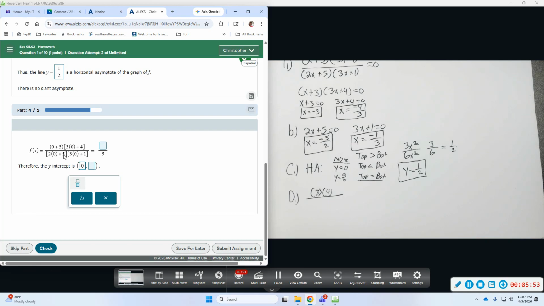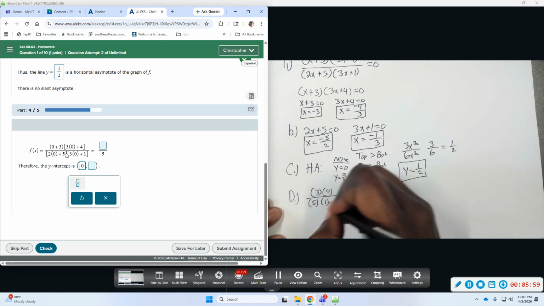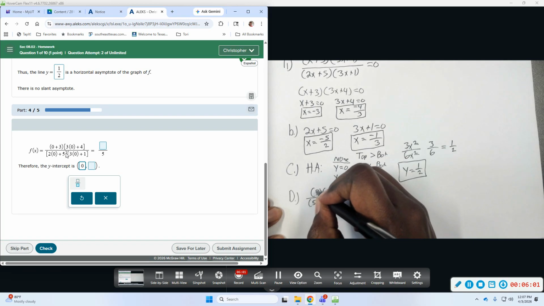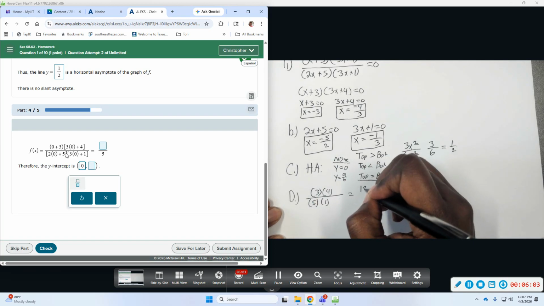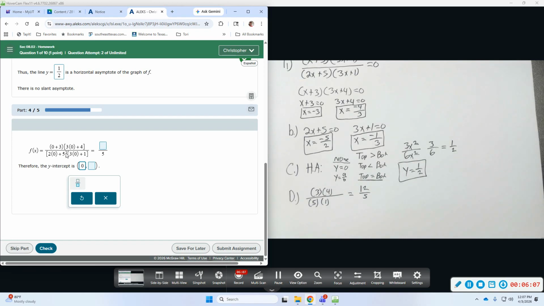Down here, we'll have a 5 and then a 1. And then we just multiply straight across. 3 times 4, 12. 5 times 1 is 5. Everything is still positive, so we get a 12 over 5, and then that is the y-intercept. 12 divided by 5 is the y value when x is 0.